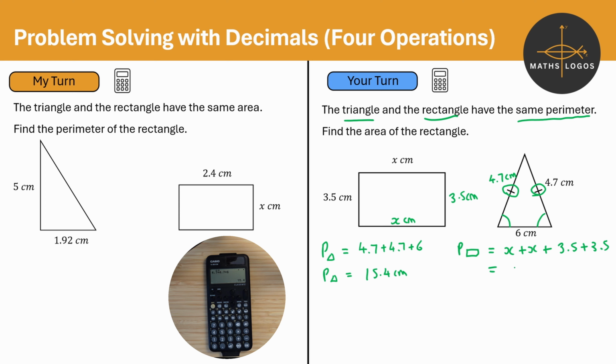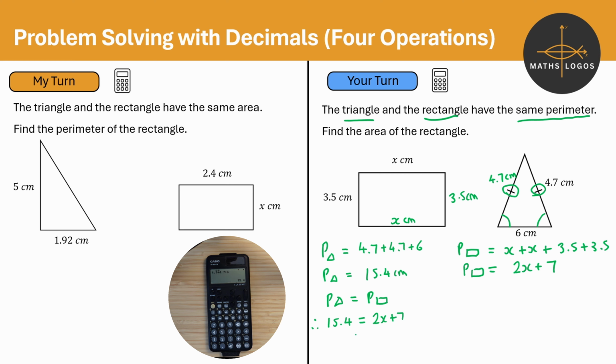I can collect together my x terms, so x add x is 2x, and 3.5 add 3.5 is 7, so that's the perimeter of the rectangle. It's 2x add 7. Because the triangle and the rectangle have the same perimeter, I can let this perimeter, the 2x add 7, or the expression for it, be equal to the 15.4 centimeters. So let's do that. The perimeter of the triangle is equal to the perimeter of the rectangle. Therefore, the 15.4 centimeters is equal to the 2x add 7.